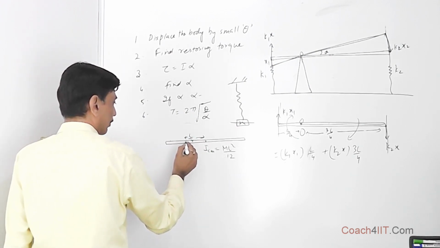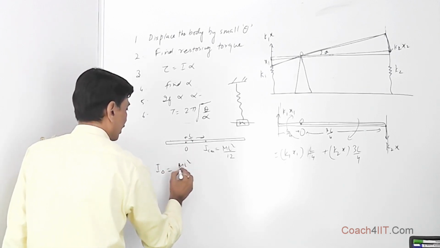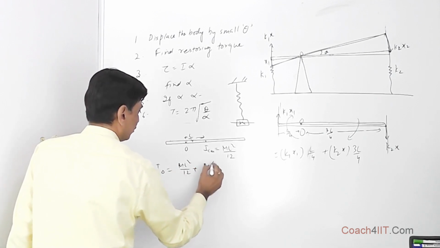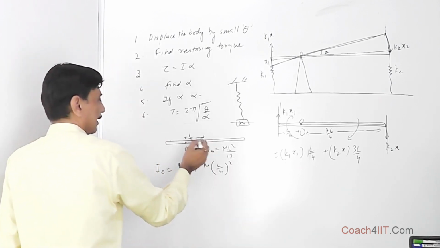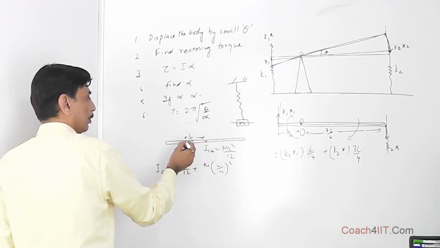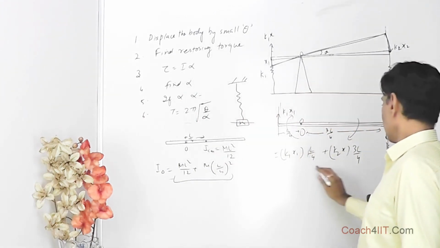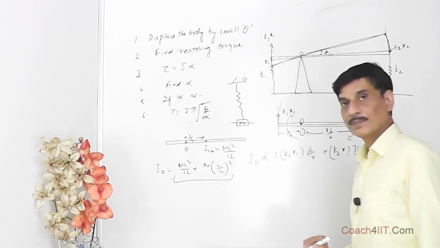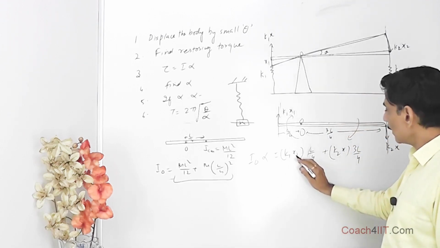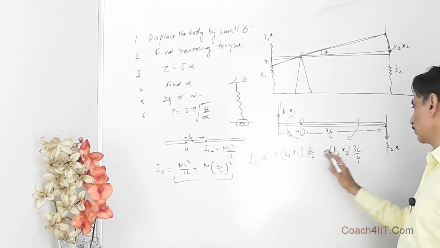So we have to find about O. I about O is mL square by 12 plus m into this L by 4 square. We are using the parallel axis theorem, m into x square, that is I_O is I_CM plus m into x square. So we have used this, and from here we can find I_O. So this torque is equal to I_O into alpha, right? Over here we see that is x1. So in this equation we have alpha, we have x1, we have x2.